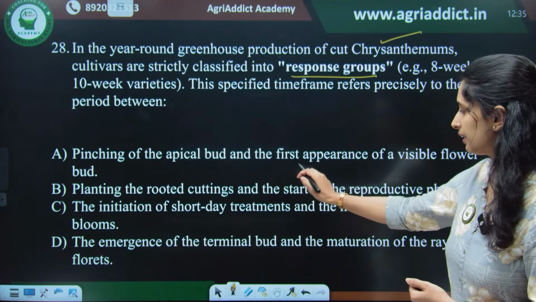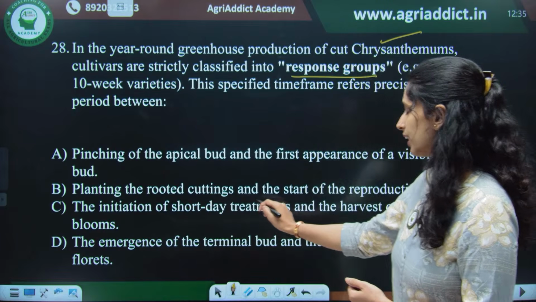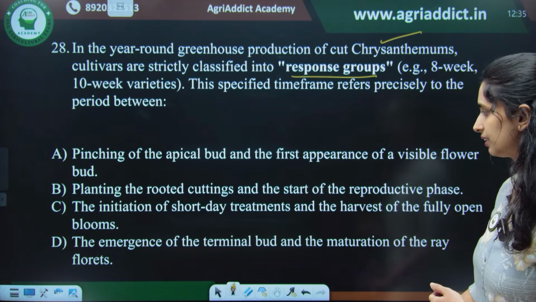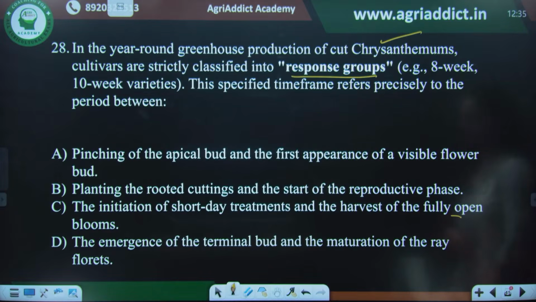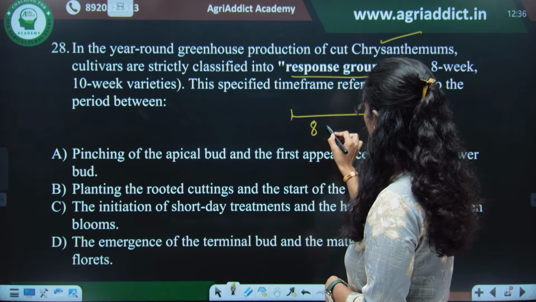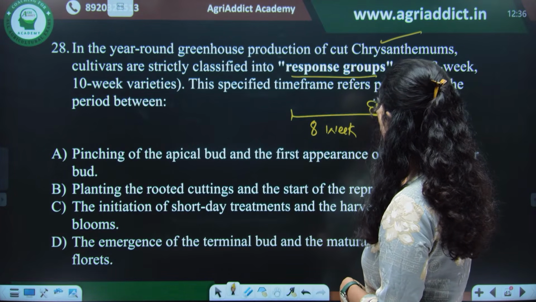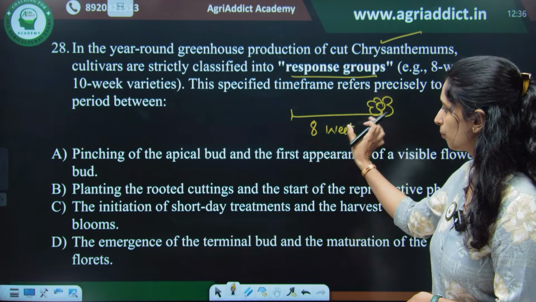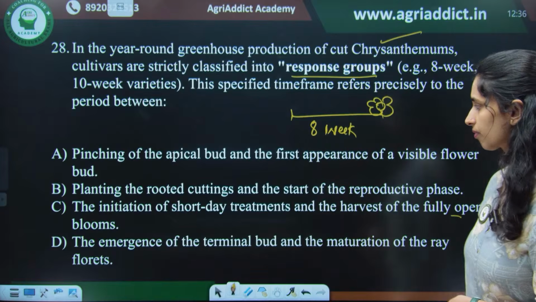Pinching of the apical bud and the first appearance of the visible flower bud. Planting the rooted cuttings and the start of the productive phase. The initiation of short day treatments and the harvest of the fully open blooms. The emergence of the terminal bud and the maturation of the ray florets. They are saying the response group में 8 week. So, इसका starting and it will be flowering. So they are asking ये response group का meaning क्या है? What is the meaning of this response group? They are asking.